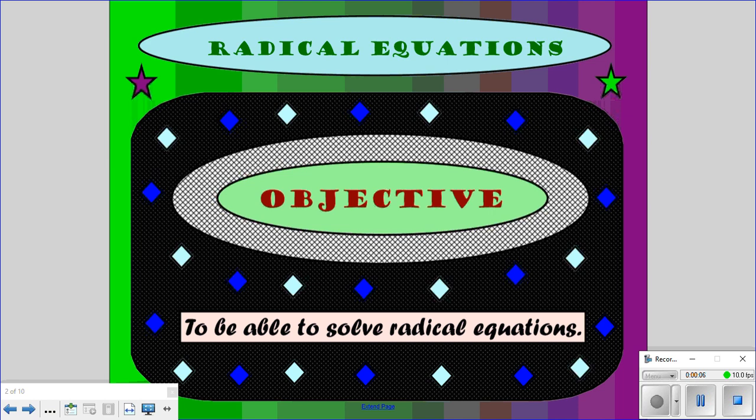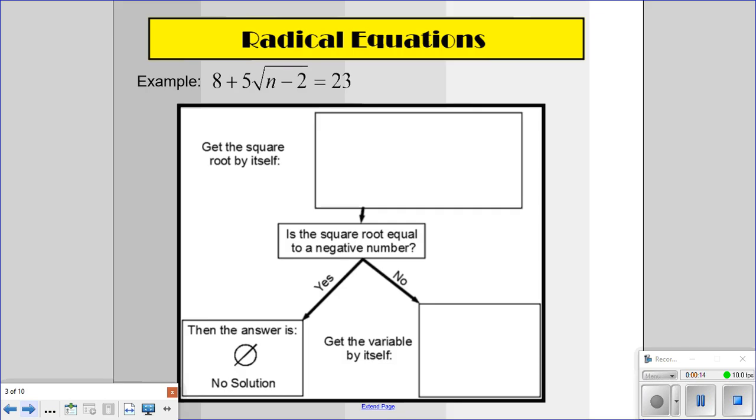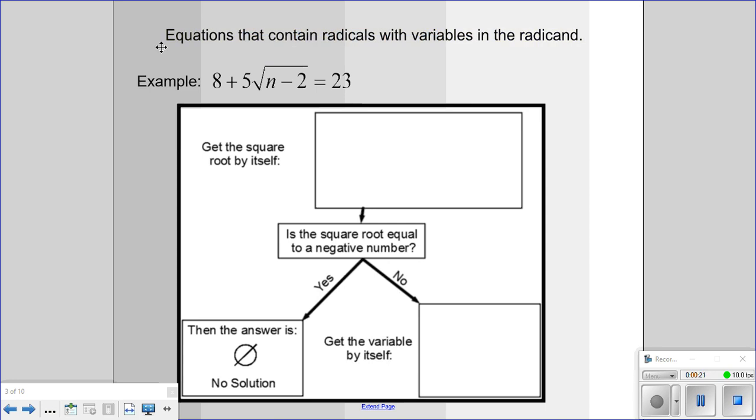Today we are going to be solving radical equations. Our objective is, of course, to be able to solve radical equations. In order to do this, I've made a pretty handy flow chart here. So all you really have to do is follow that. And what actually determines a radical equation is if it is an equation that contains radicals with variables in the radicand. So an example would be 8 plus 5 times the square root of n minus 2 equals 23.